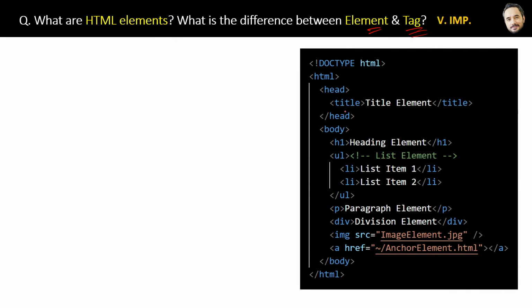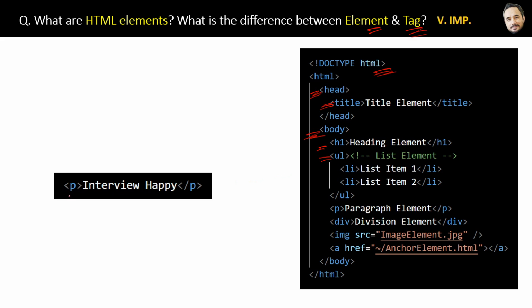Here is a simple HTML, a simple head element, inside that a title element, and a body element, and inside that we have many elements. Now the question is whether these are elements or tags. Suppose here is a paragraph. Here P inside this angular bracket is the beginning, the opening tag, and slash P at the end is the closing tag. The content between these two tags is called the content or text.